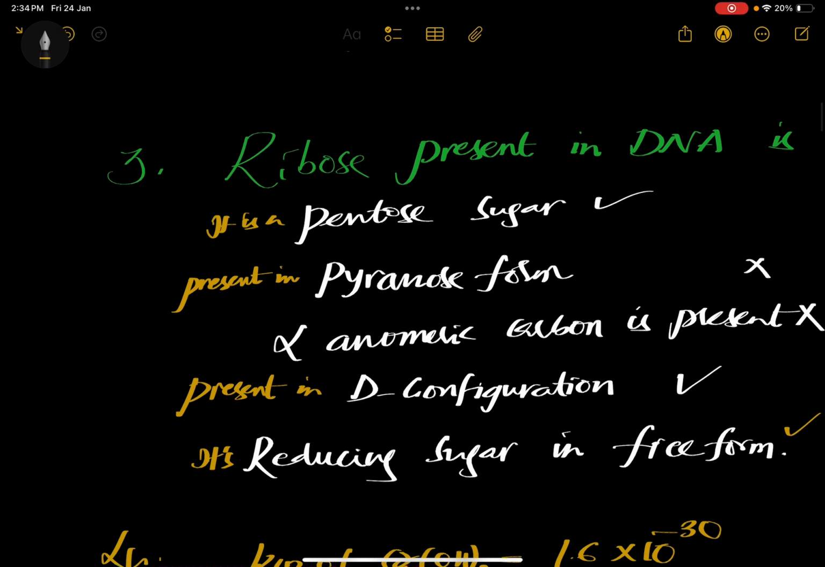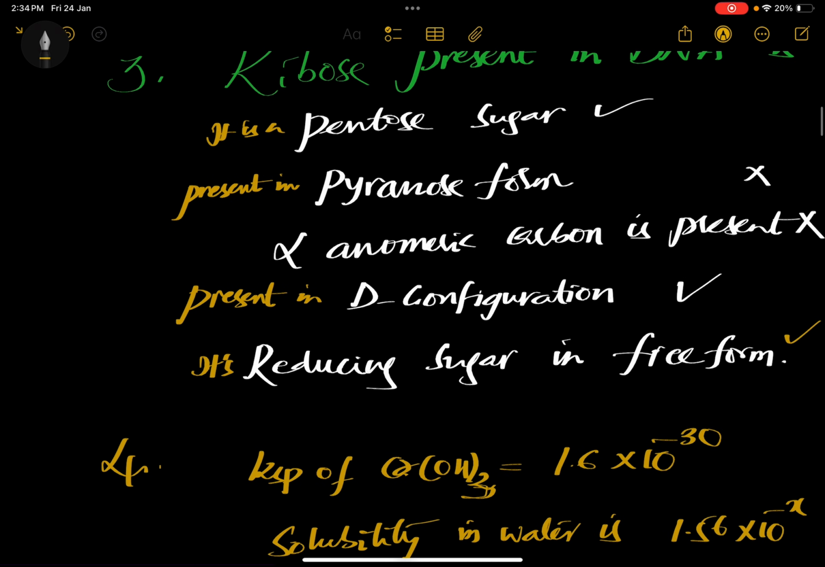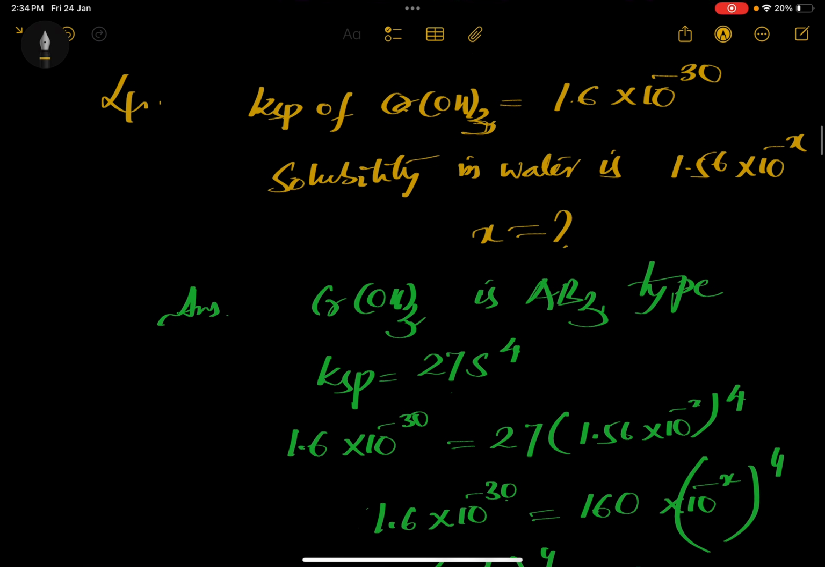Ribose present in DNA is a pentose sugar. It is not in the pyranose form. Its alpha anomeric carbon is not present, so these two are wrong options. It is present in a D configuration, and it is a reducing sugar in free form. That is the right statement. So the right statement is correct as it is, statements of NCERT.